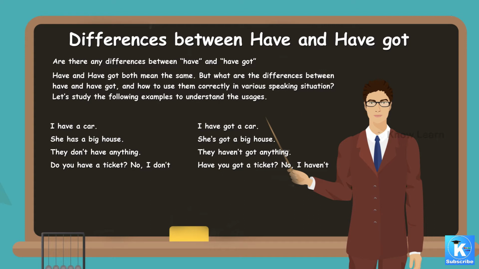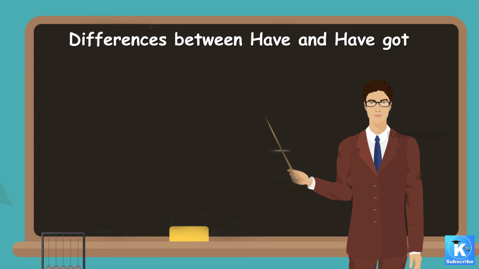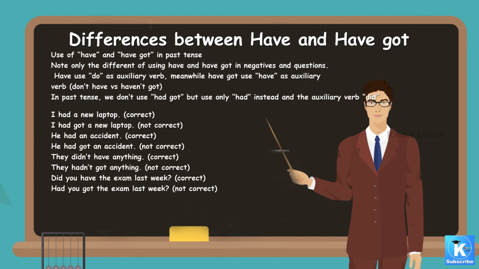I have a car. I have got a car. She has a big house. She's got a big house. They don't have anything. They haven't got anything. Do you have a ticket? No, I don't. Have you got a ticket? No, I haven't. Use of have and have got in past tense.